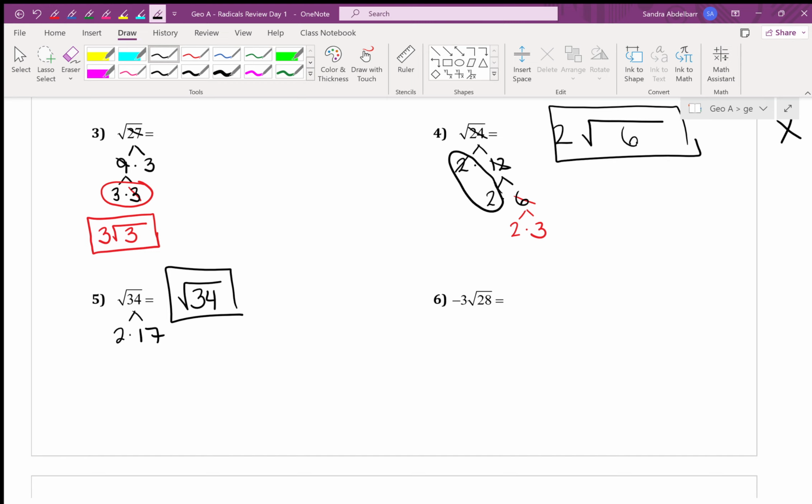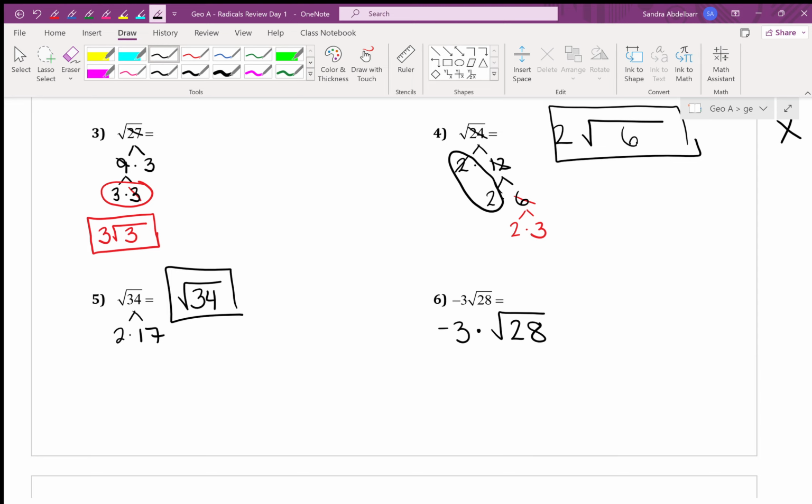What have I done with number 6? What have I added here? A negative number. It's called a coefficient. I've added now a coefficient. This reads -3 times the root of 28. That's really what that is representing, -3 times the root of 28. Just like 3x, isn't 3x 3 times x?